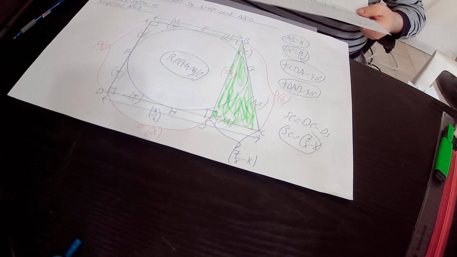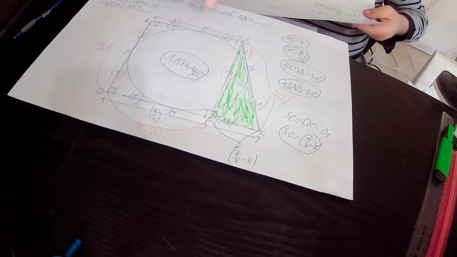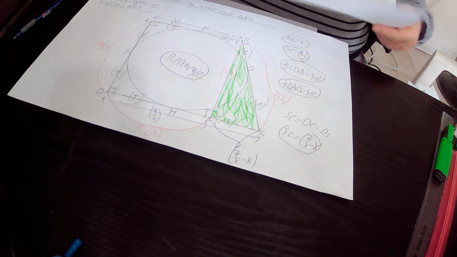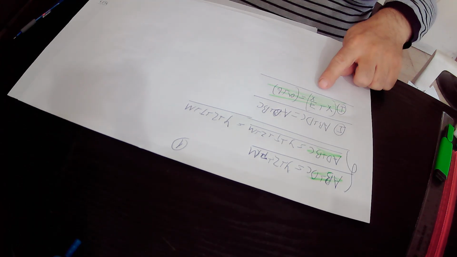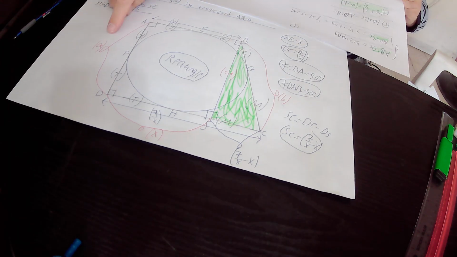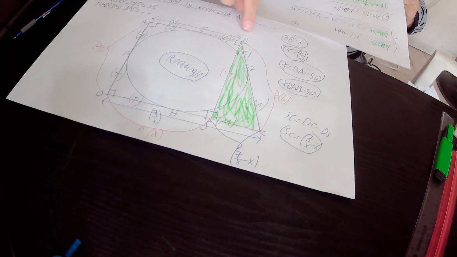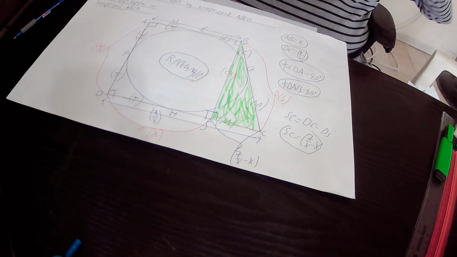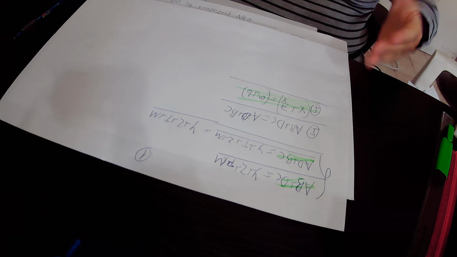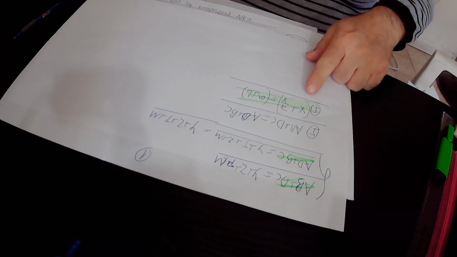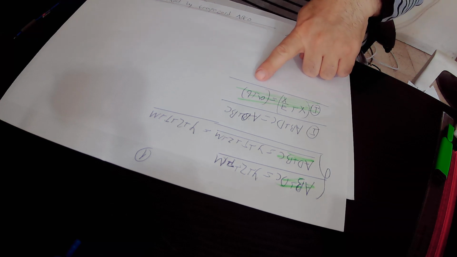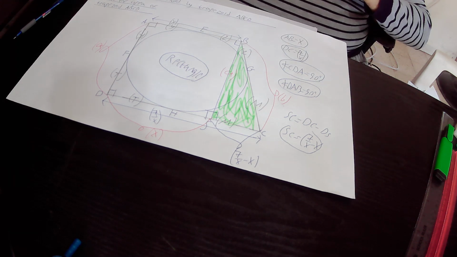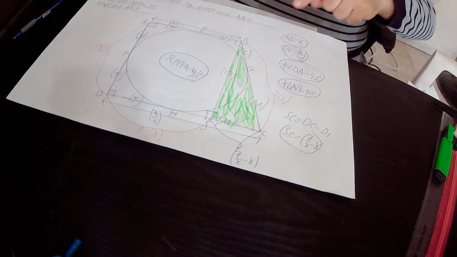AB is X plus DC. DC is 7 over X. So AB plus DC is x plus 7 over x. AD equals A according to our definition, and BC equals B according to our definition. So in total, according to equation 1, we found that x plus 7 over x equals A plus B.